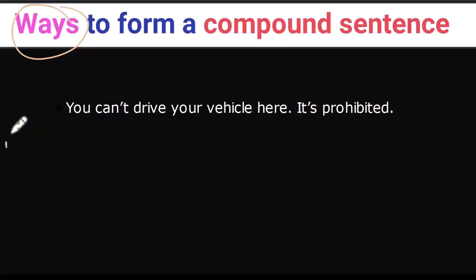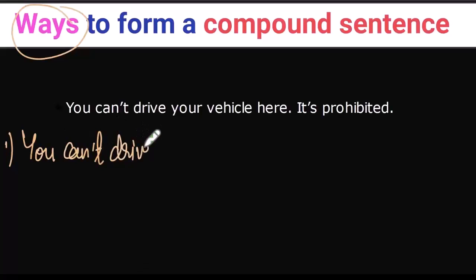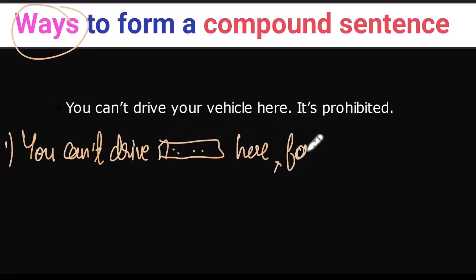So I can say, number one, using a coordinating conjunction: You cannot drive your car here, for it is prohibited. Okay, this is the very first way of forming a compound sentence.